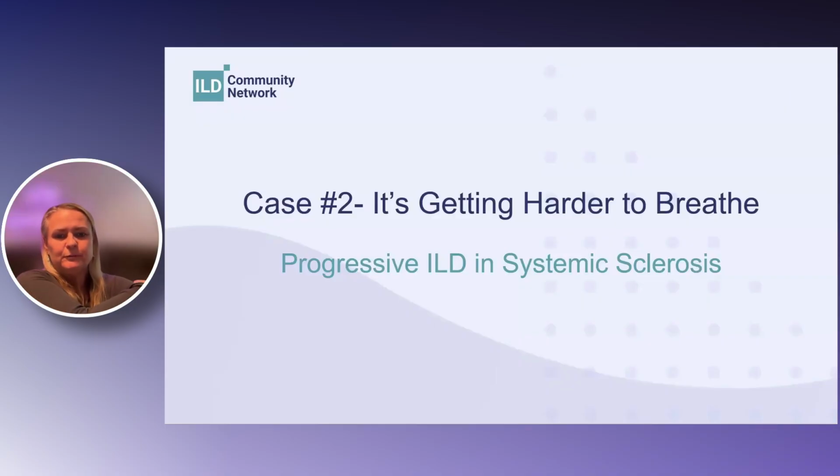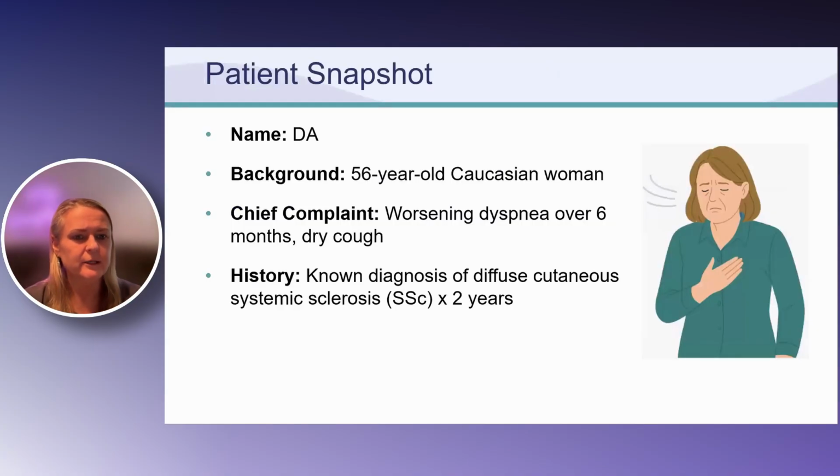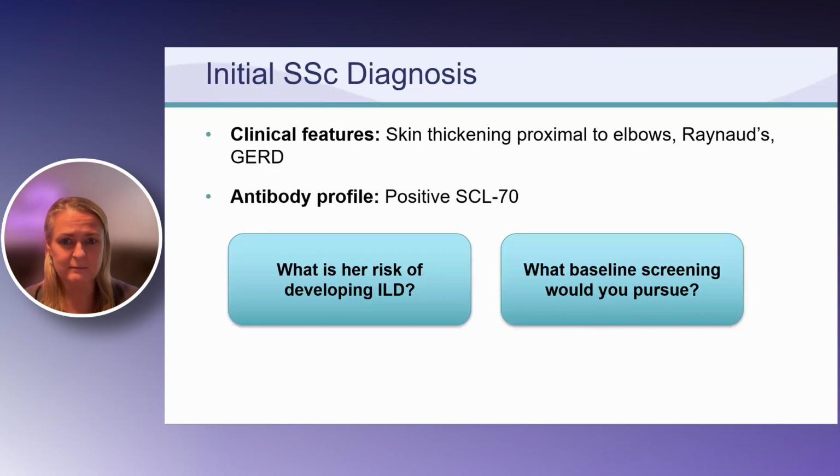All right. So case number 2, it's getting harder to breathe, progressive ILD and systemic sclerosis. All right. So this is DA. She's a 56-year-old Caucasian woman, worsening dyspnea over 6 months with a dry cough. A known diagnosis of diffuse cutaneous systemic sclerosis for about 2 years now. So she's got some skin thickening proximal to the elbows, some Raynaud's and GERD. She has positive SCL70. So what's her risk of developing ILD?